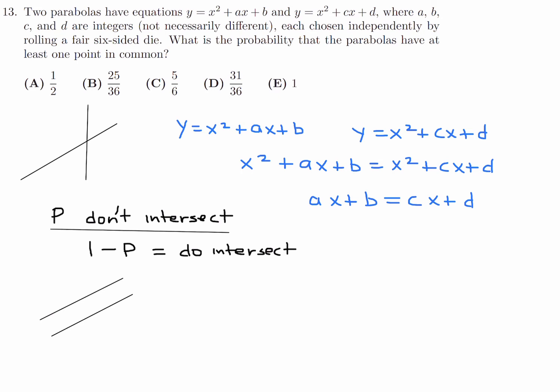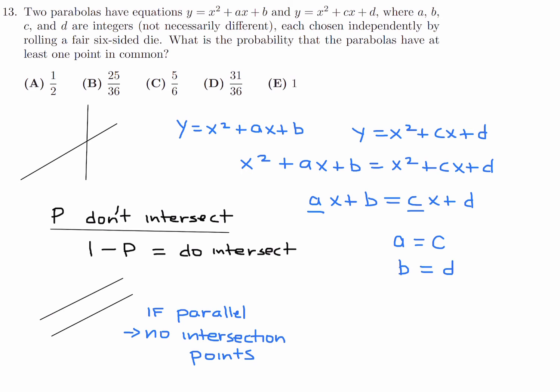So how can they be parallel? They will be parallel if they have the same slope. And that means that A is the slope of this line and C is the slope of that line. If they have the same slope, that means A must equal C. So that's the first condition for those lines to be parallel. The other condition is that B cannot be equal to D.